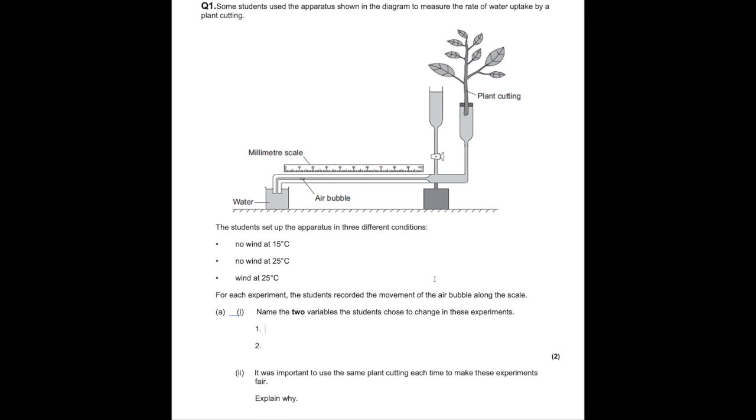So of course, the variable that you change is your independent variable, and there are 2 independent variables for this experiment. So we have the temperature, as they looked at results at both 15 degrees C and 25 degrees C, and also wind. So whether there was wind or not for the different experiments. So they were the 2 independent variables.